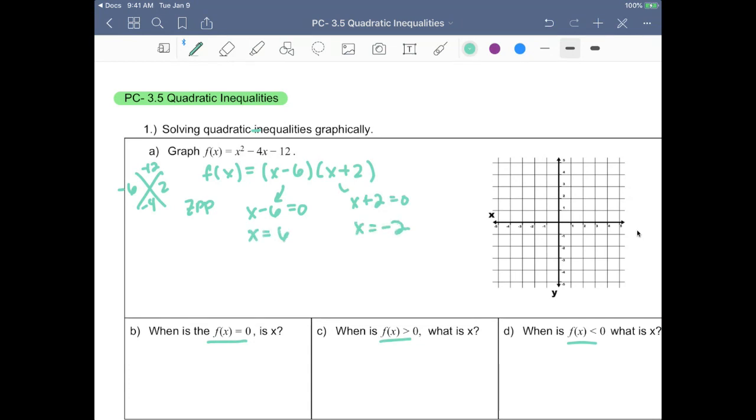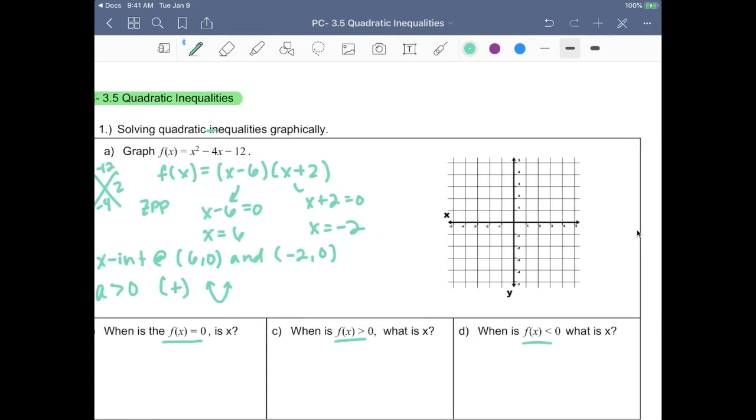So I have x-intercepts at (6, 0) and (negative 2, 0). I have an a value that is greater than 0, which means positive, so our graph is going to be concave up. I'm going to go ahead and just sketch this in. Negative 2, and add a line for 6.